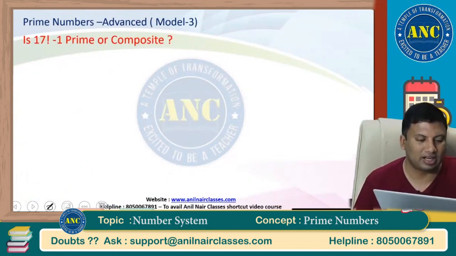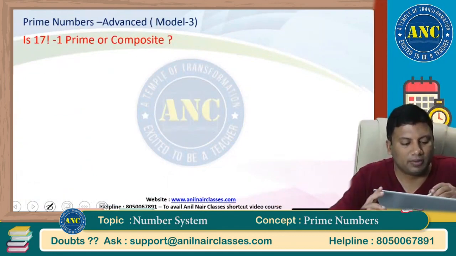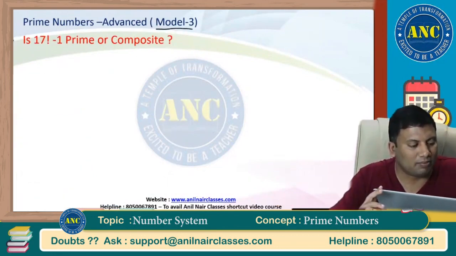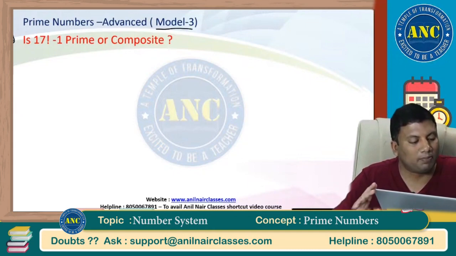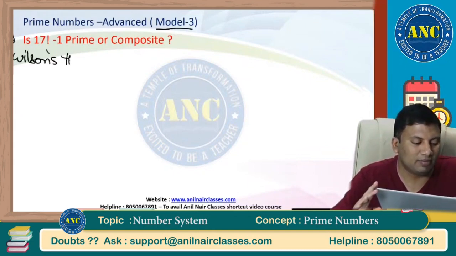Next one, another good question. Prime numbers, model number 3. Question number 3: is 17 factorial minus 1 prime or a composite number? Wilson's theorem. By using Wilson's theorem, you can solve this question very, very fast.